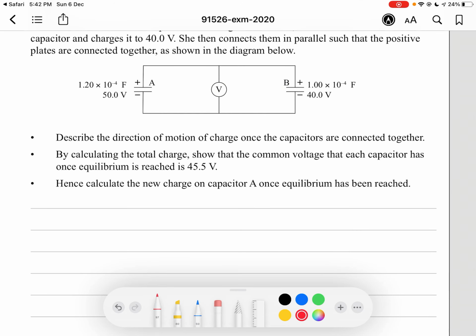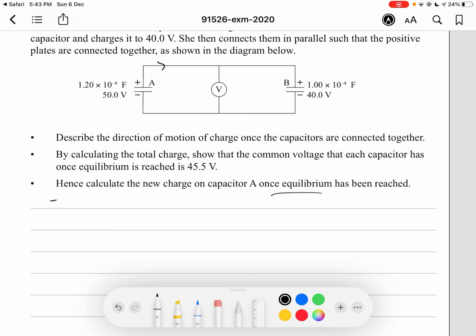Alright, so for this question, we need to describe the direction of the motion of charge once the capacitors are connected together. Alright, so we know that charge always flows from a high potential to a low potential. So therefore, the 50 volts is a high potential, the 40 volts is a lower potential. Therefore, the charge is going to start flowing from plate A to plate B. So therefore, the direction of the current is going to be in this clockwise direction. It's going to flow from plate A to plate B. And this is because plate A has a high potential and current always flows from high potential to a low potential. And this is going to happen until both of these plates have the same potential, and since there's the same potential, no more charge is going to flow, and that's when we say that the equilibrium has been reached.